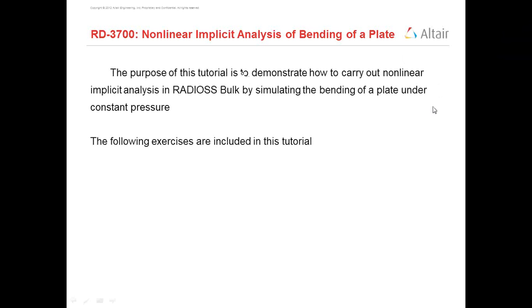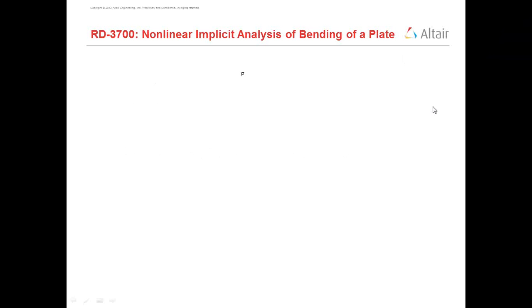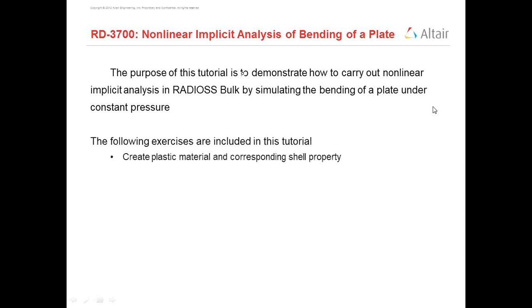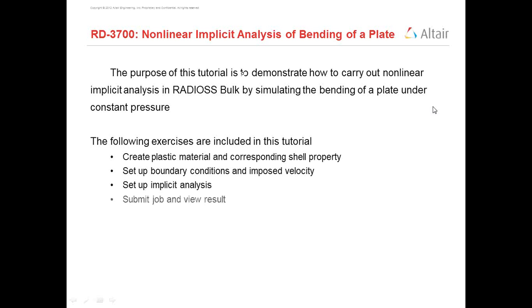That is nonlinear implicit analysis of bending of a plate. The purpose of this tutorial is to demonstrate how to carry out nonlinear implicit analysis in Radioss Bulk by simulating the bending of a plate under constant pressure. The following exercise includes: create plastic material and corresponding shell properties, set up boundary condition and impose velocity, set up implicit analysis, submit job and view the results.